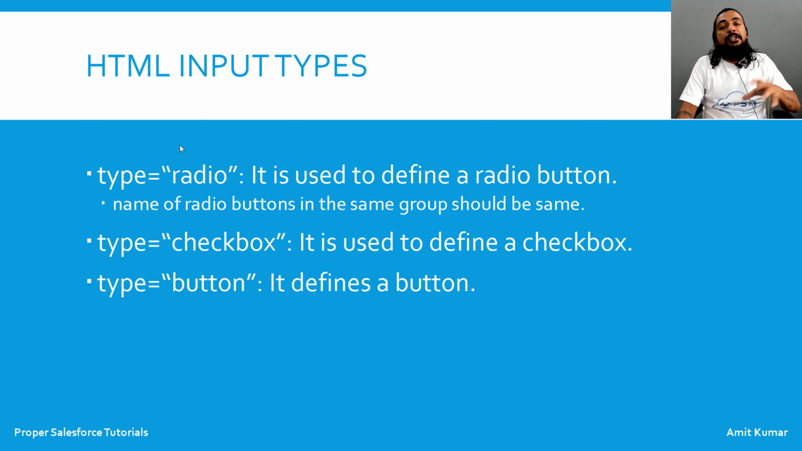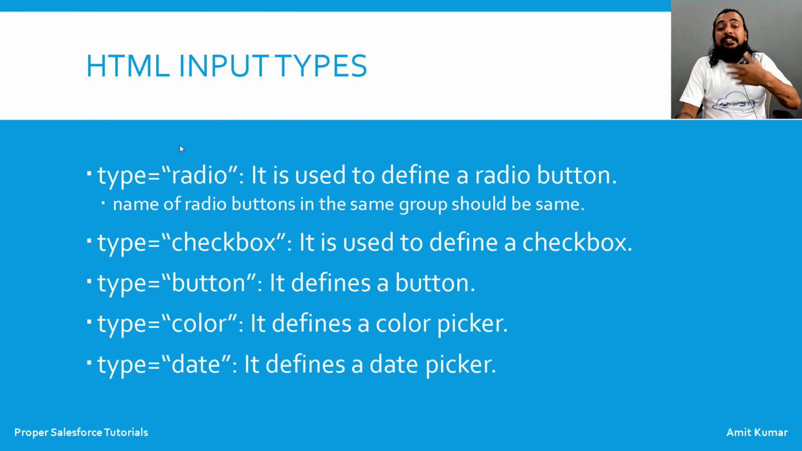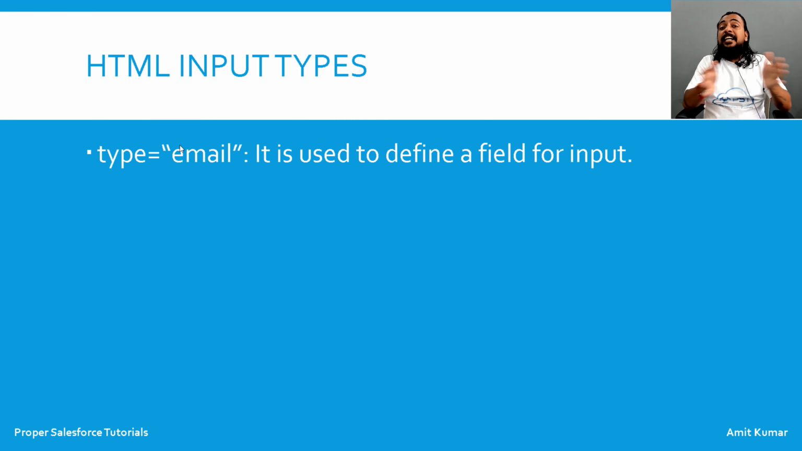Type as button defines a button itself. Type as color defines a color picker. Type as date defines a date picker. You can specify type as email, which is used to make a text field for email. Whenever you click the submit button, it verifies whether the text provided in the email is in a correct format or not. That means it should have an @ and a dot symbol in it.